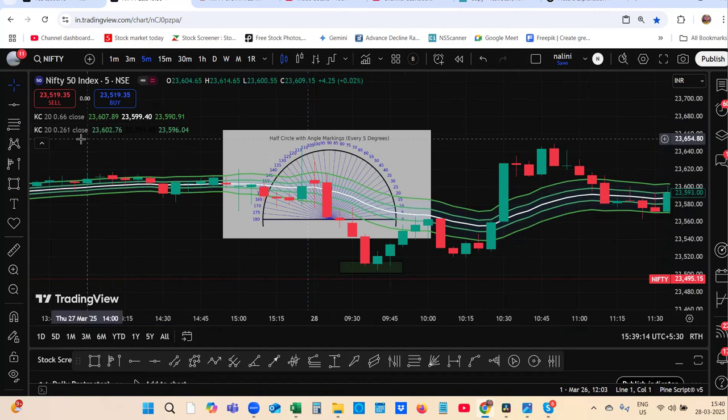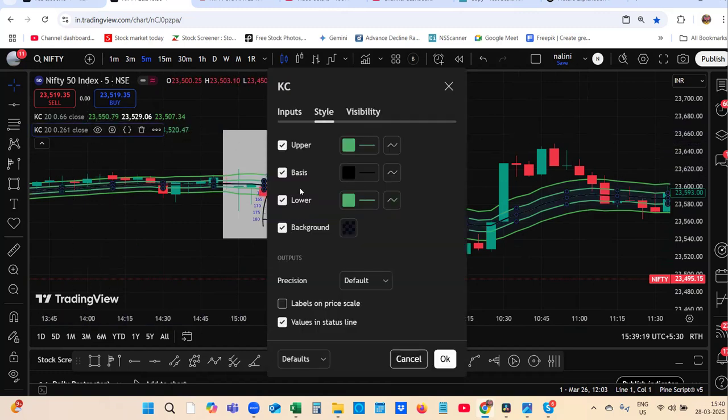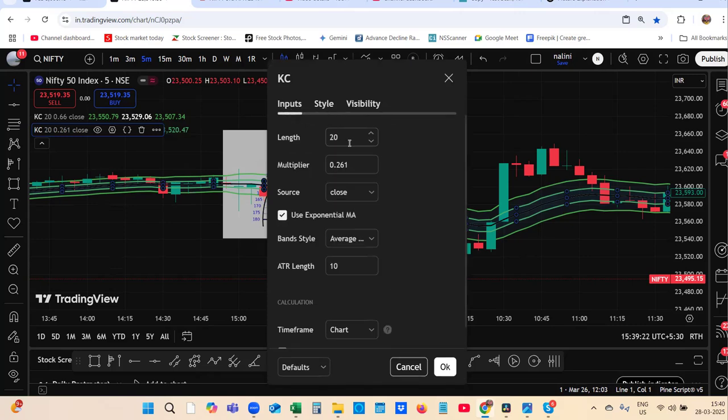See, I have applied this. Here, I have already configured this. If you go to the inputs, 20 is the middle line, and normally the multiplier will be 1. I've changed this value to 0.261. There you can also change it to 0.66. And ATR length is 10. I am not going to change anything, because the ATR will go back 10 candles and give you the ATR value.